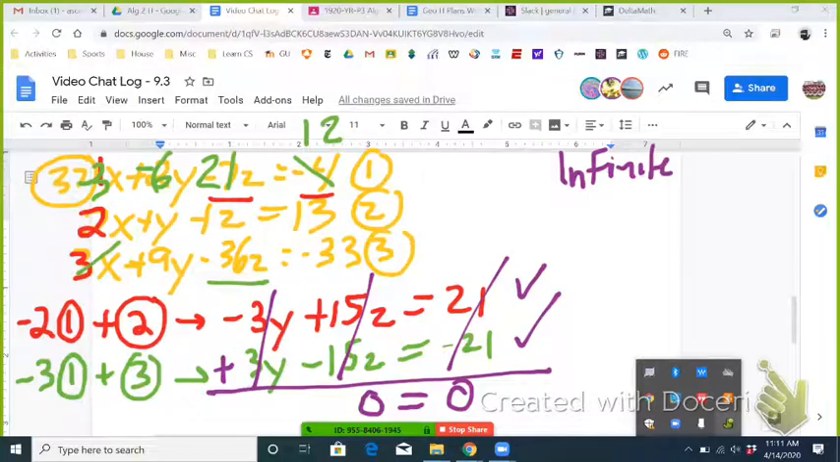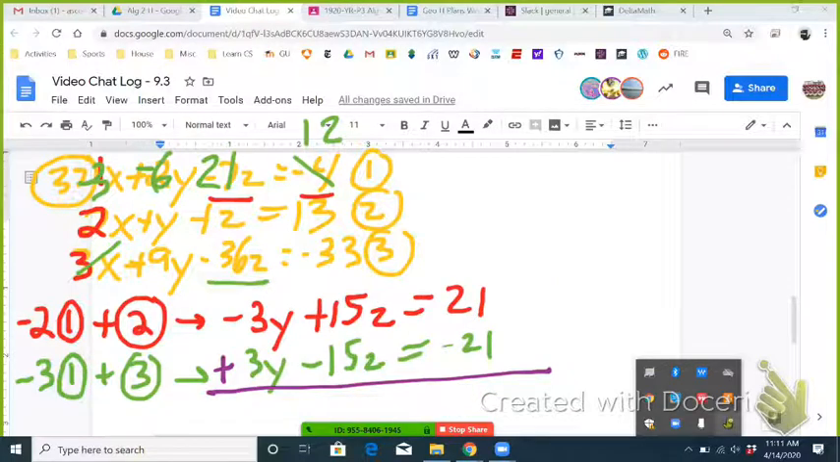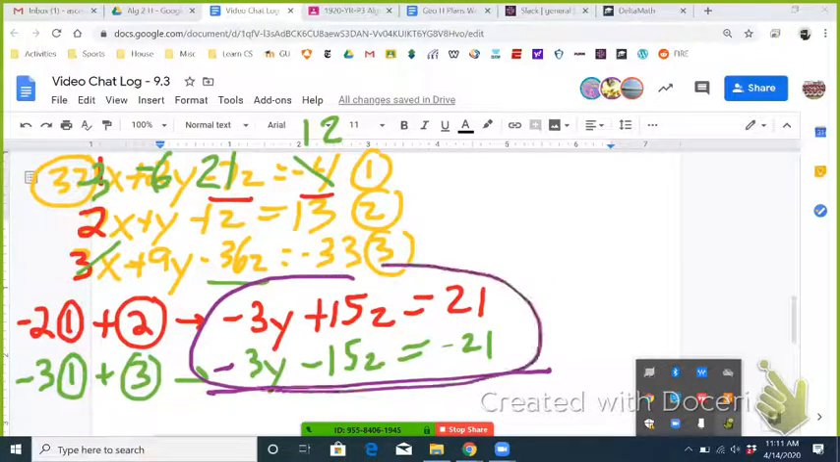Okay, so now how do we express these infinite solutions? We're going to go back to when we had these two equations down here, right here. Because with this, we could now easily express y in terms of z, or vice versa, because we just have one equation with two variables.